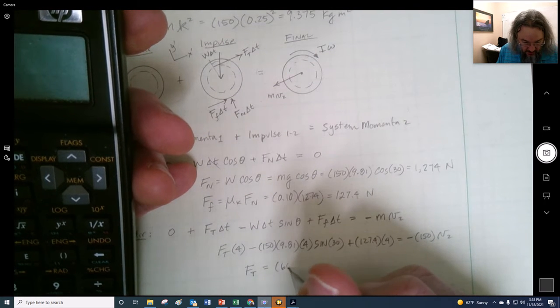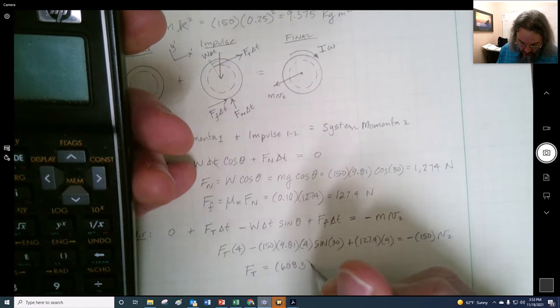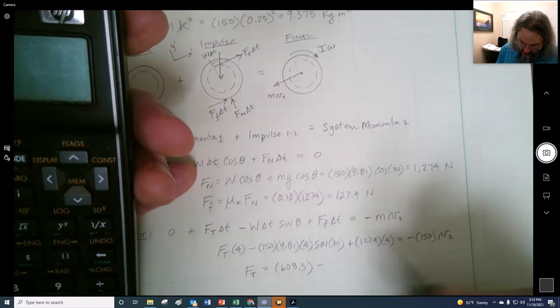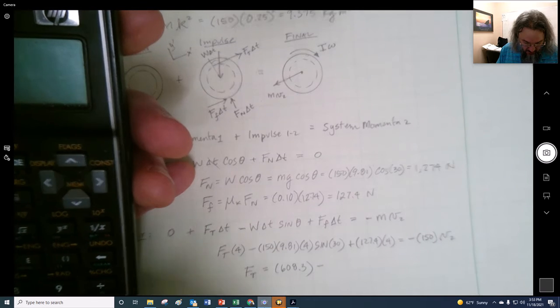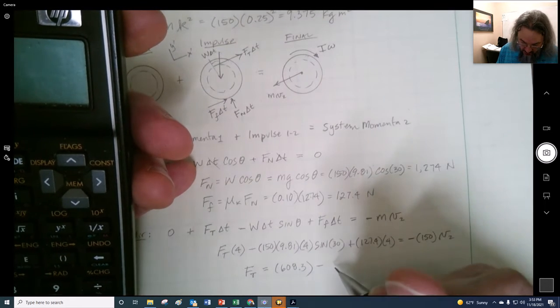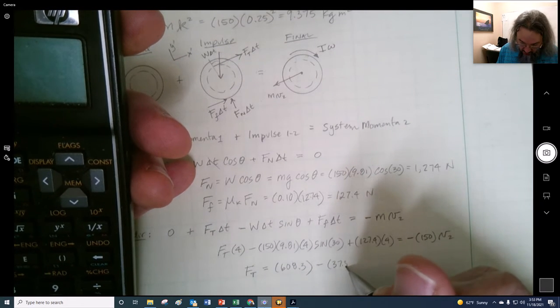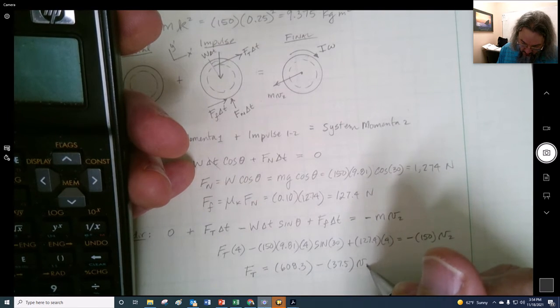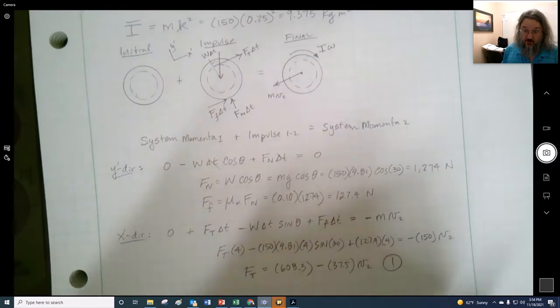So I get 608.3. And then minus, but I have to divide that 150 by 4, right? Which would come out to 37.5 V2. And I'll call that equation 1.